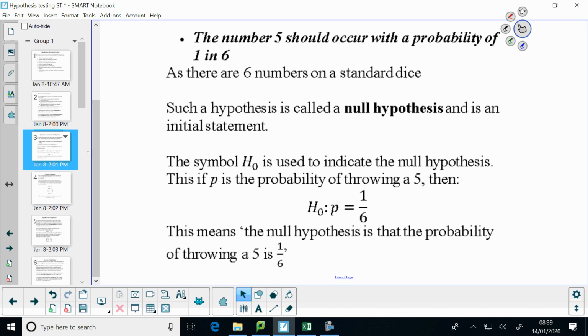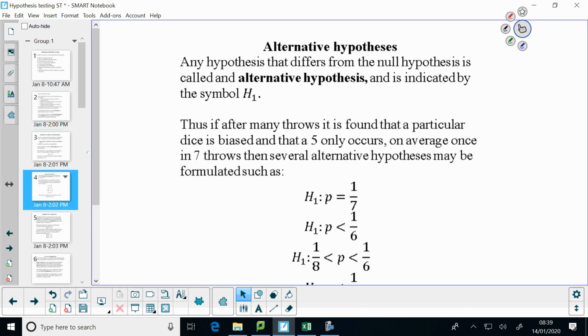Alternative hypothesis. So you might be saying, I think this dice isn't fair, and that it's loaded one way or the other. So any hypothesis that differs from the null, in this case 1 in 6 times, is called an alternative hypothesis, and it's indicated by the symbol H subscript 1.